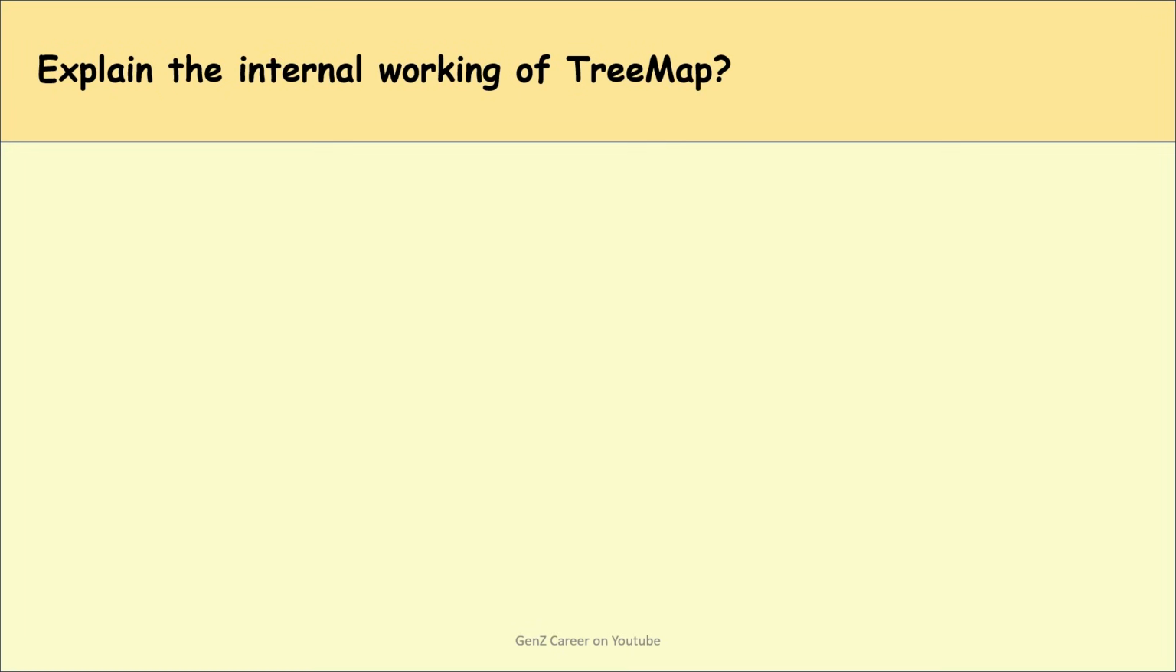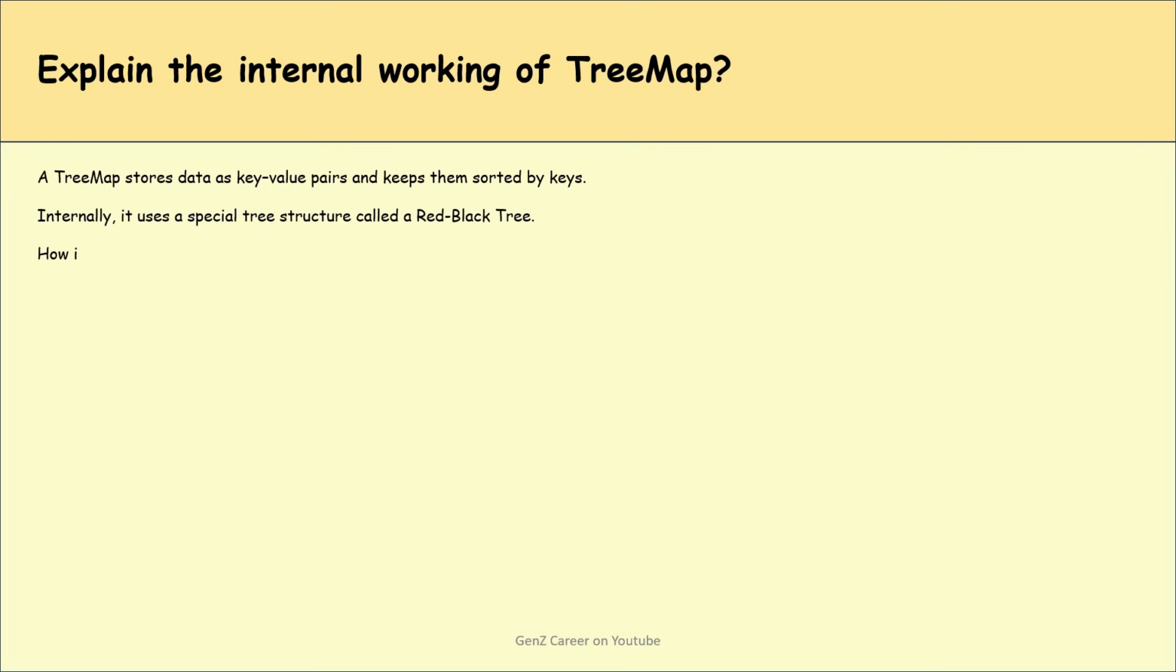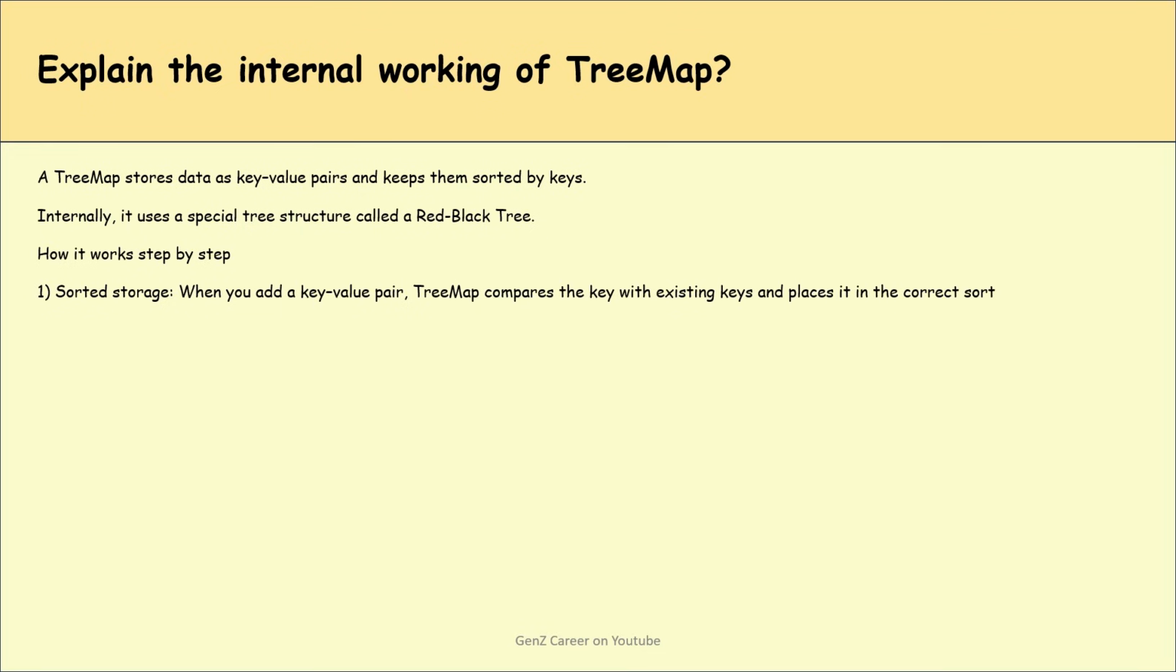So this is very important question. A TreeMap stores data as key value pairs and keeps them sorted by keys. Internally, it uses a special tree structure called a red black tree. How it works step by step, let's understand. First step is sorted storage. When we add a key value pair, TreeMap compares the key with existing keys and places it in the correct sorted position.